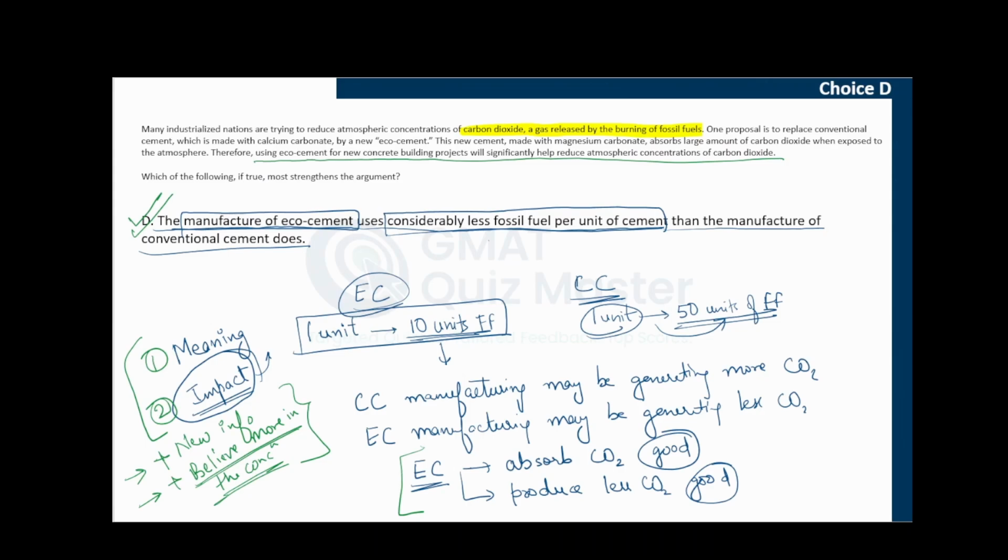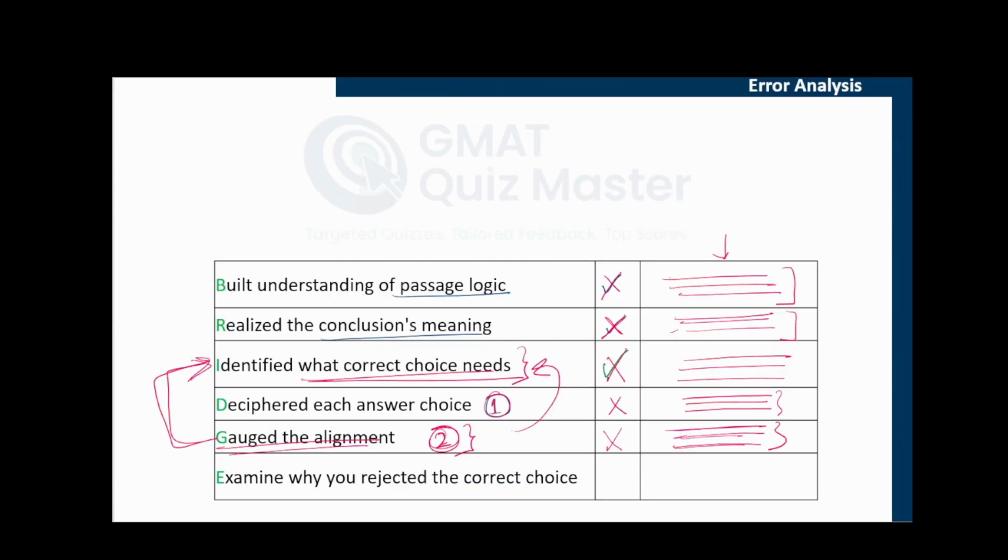Now, if you rejected choice D, let's get back to your bridge table. Now, you need to think about why you rejected the correct answer choice. Was the meaning not clear? Was the impact not clear? Were you not clear with the process that you have to understand the meaning as well as the impact? Whatever was the reason, if you rejected choice D, mention the reason here, because these are easy questions.